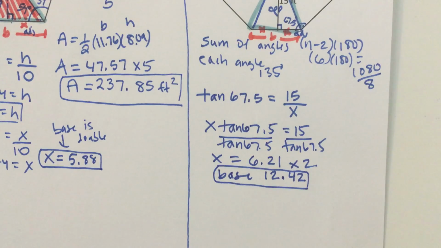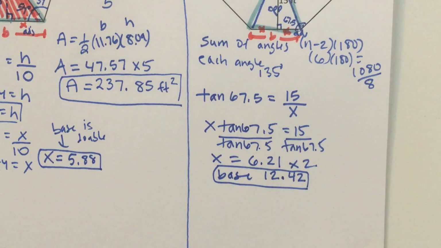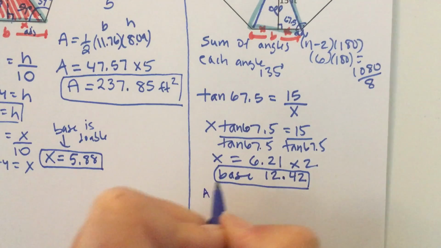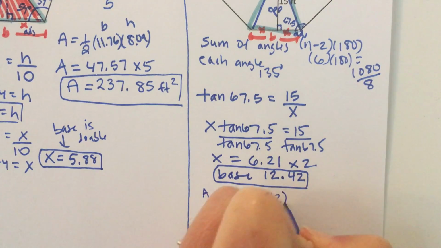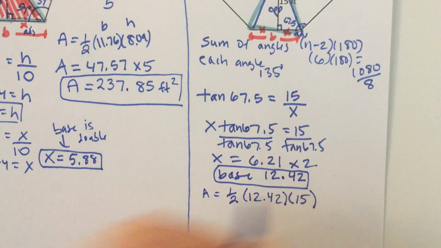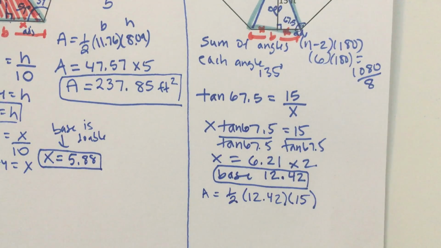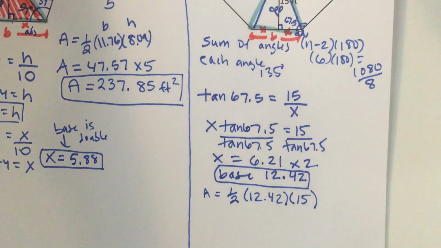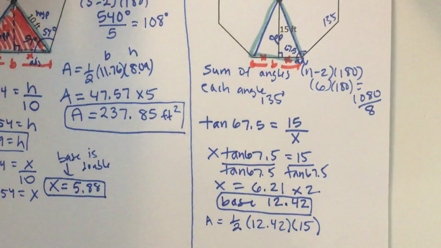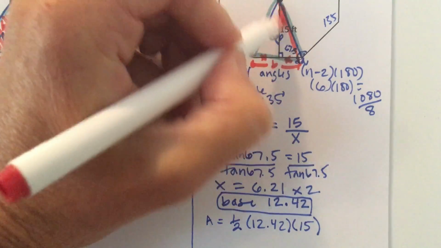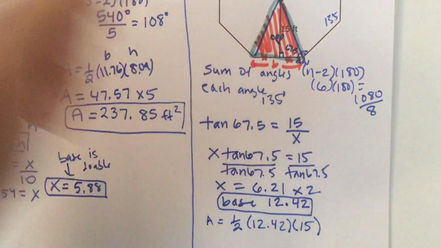But remember, the 6.21 is not the entire base. This part is just x, so we have to multiply that by 2 to find the base. So the base is 12.42. Now we know the base. We already knew the height, it was given, so the area of one triangle is 1/2 base times height. But remember, that is just the area of one of those.